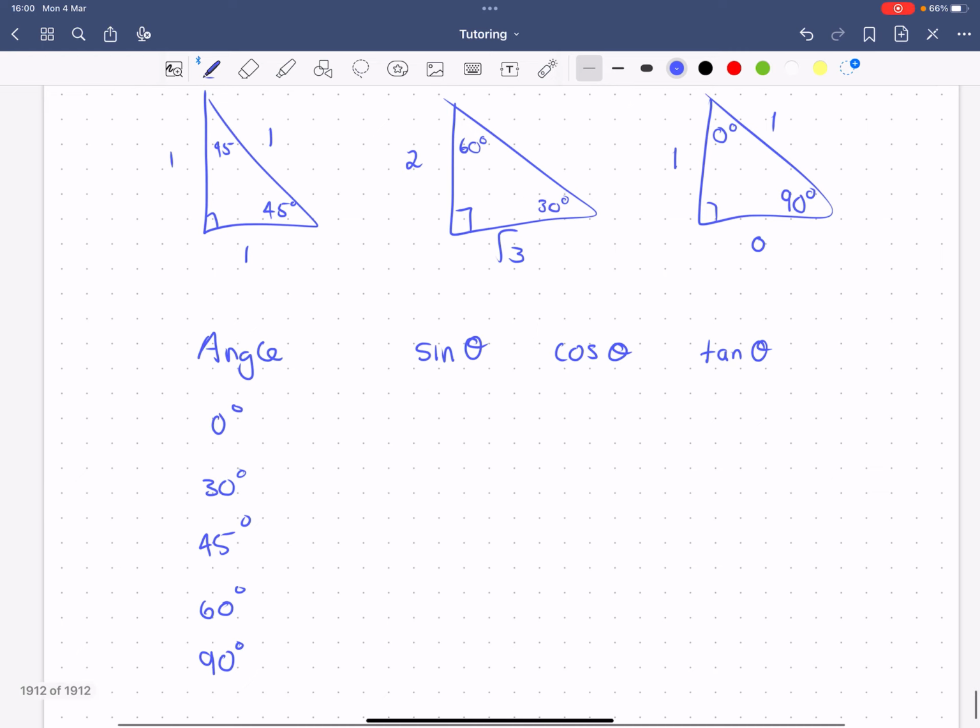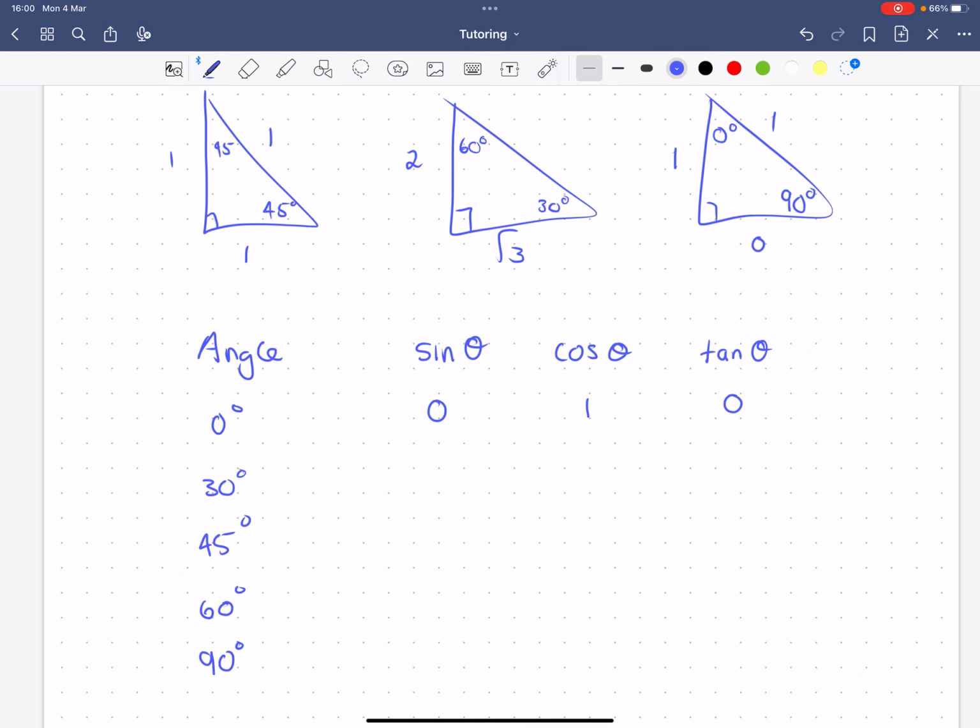If we have a look at these triangles, let's look at angle 0 degrees, which is up here. We know sine is opposite over hypotenuse, 0 over 1. Cos is adjacent over hypotenuse, 1 over 1. And tan is opposite over adjacent, 0 over 1.